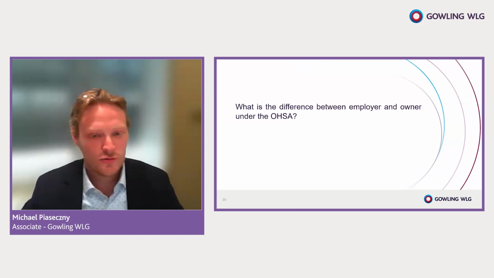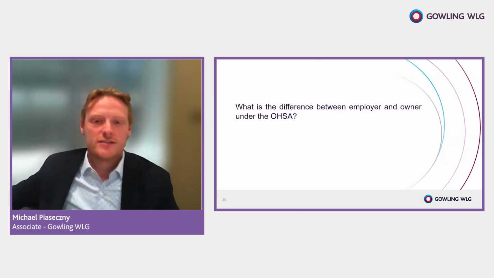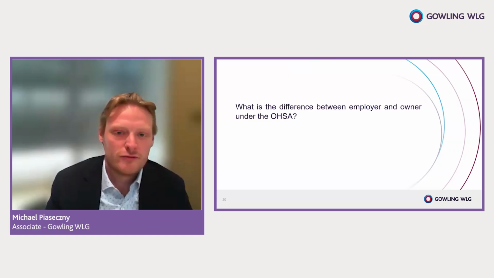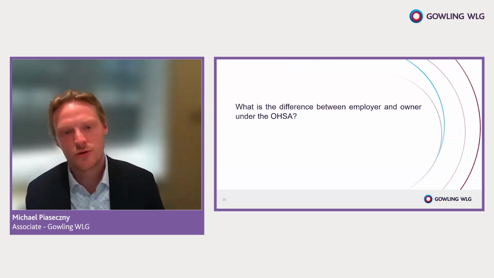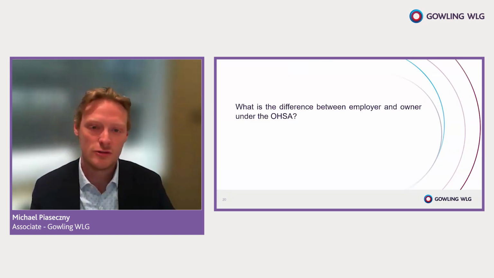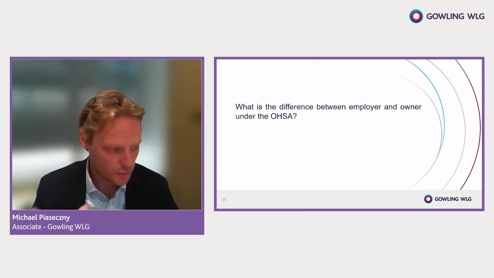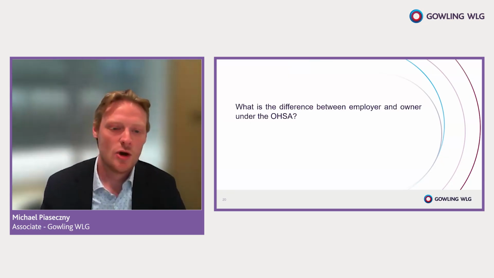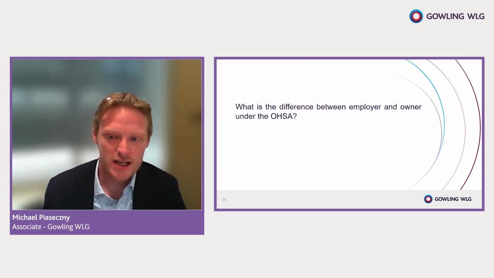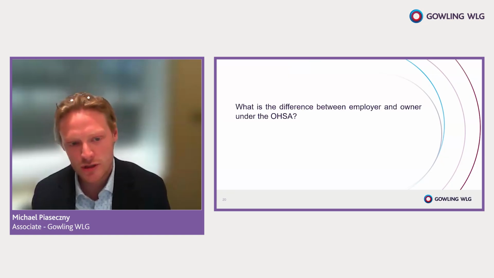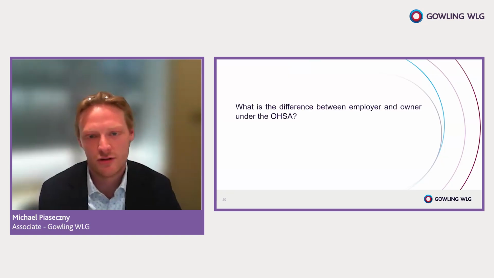So I think, for this first question, Tushar, you can likely come at it from the statutory component perspective, and Sahil, you're on the ground level dealing with contracts. So what is the difference between employer and owner under the Occupational Health and Safety Act?